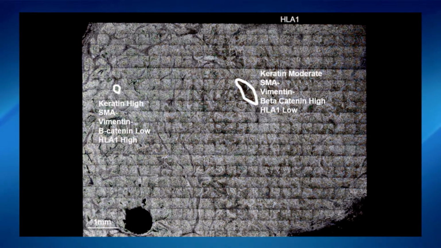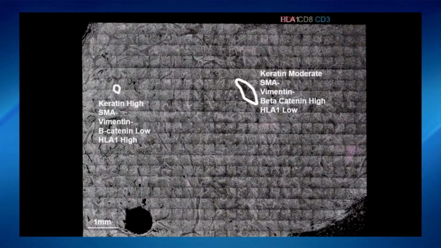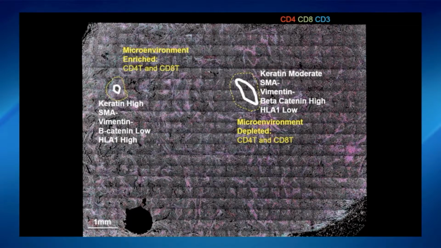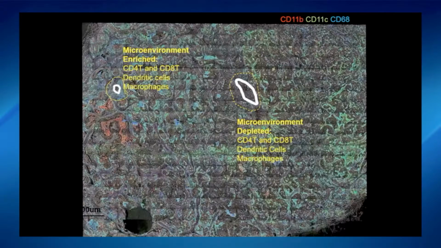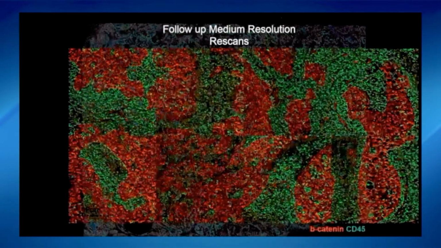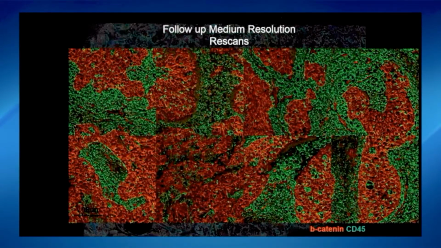And now we go and look to see where different immune cell subsets are. The one that has retained class 1 expression has a significantly higher number of CD4 and CD8 T cells within the near vicinity, as well as dendritic cells and macrophages. And then after this, we identified some interesting regions that were beta-catenin high and went back and did medium resolution scans on this same tissue section.